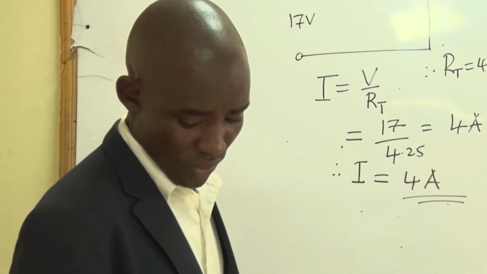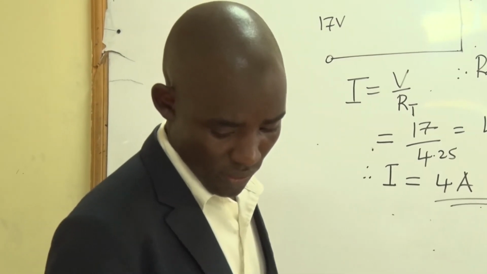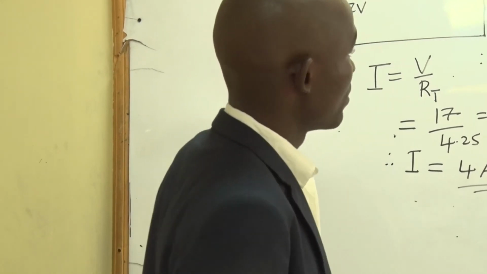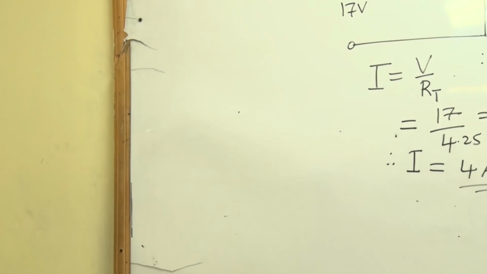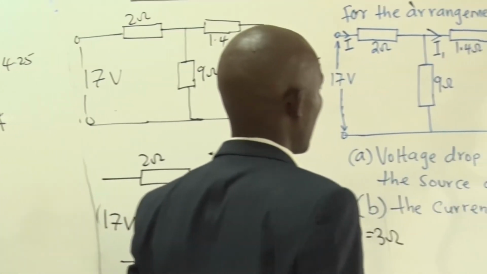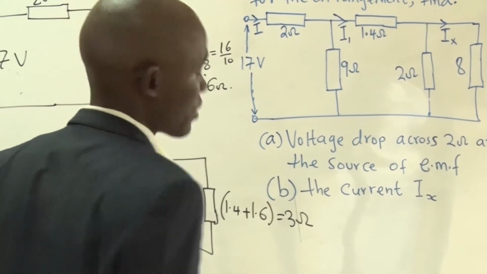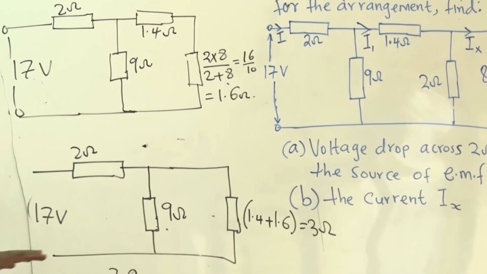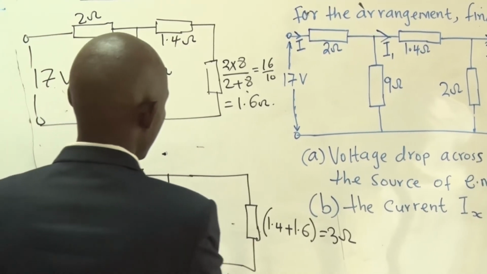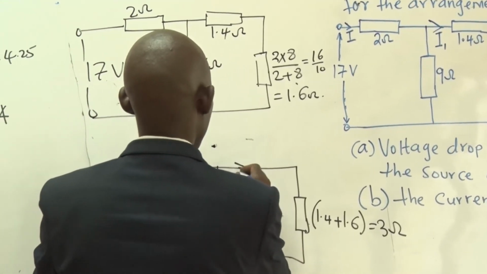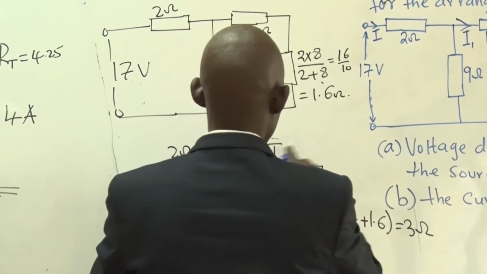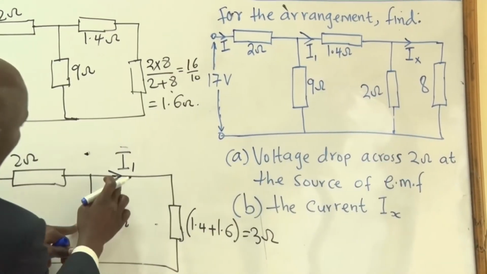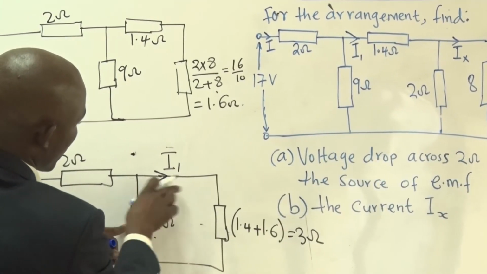We know that we can get I1 by using the parallel circuit connection theorem, whereby we will use this circuit. I1 is the current that is flowing through this point. Remember, we have compressed this section, so the current I1 is the current that is flowing through this section.